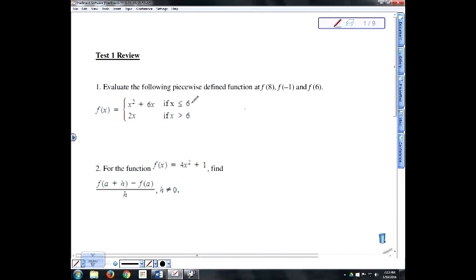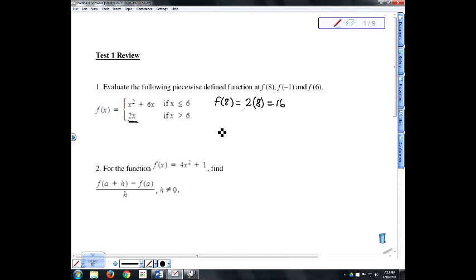Key thing is that this is a function, so for every input you can only have one output. So the first one here, f of 8, can only have one answer. You cannot plug 8 into both pieces, otherwise you're going to get two different outputs. So 8 fits into this piece of the domain, x is greater than 6, so you need to plug 8 into that piece of the function. 2 times 8 equals 16.